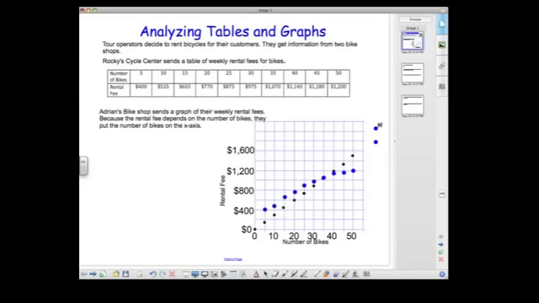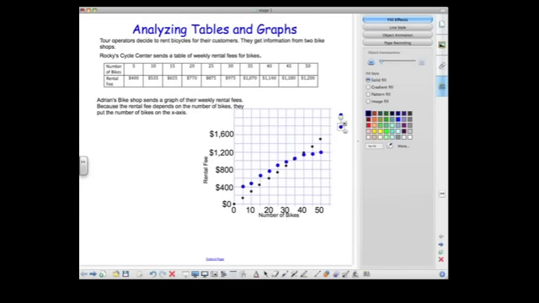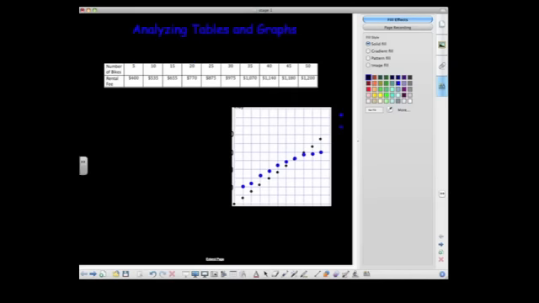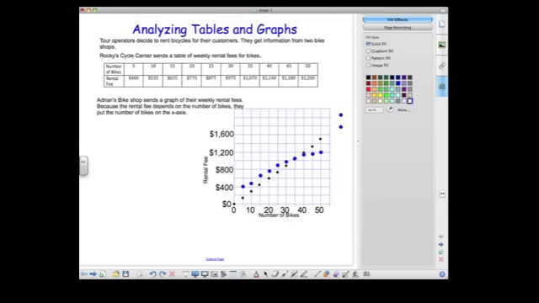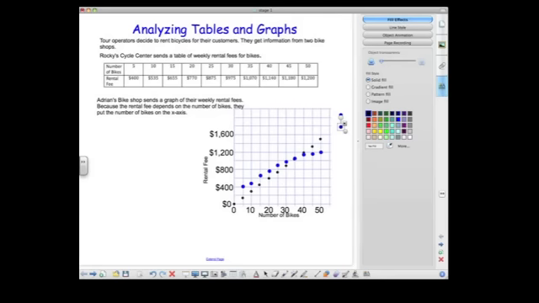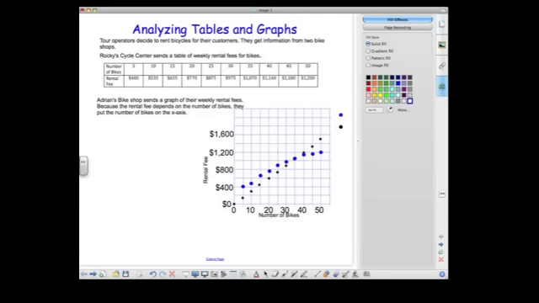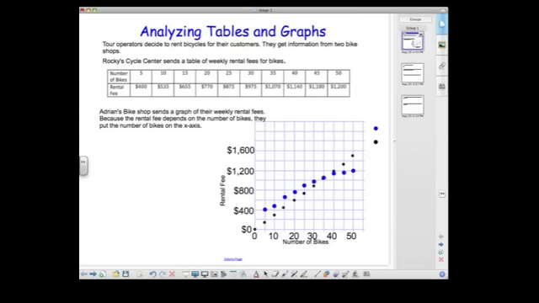However, once all of our data is plotted, you want to make sure you identify a key for that data. So notice how the original data that I had on Adrian's bike shop was in black coordinate points, and when I added the data from Rocky's Cycle Center, I used blue coordinate points. So I'm just going to go through and make sure that I label those colors and that people are aware of what color represents which bike shop, and that way our data is very clear, and we can refer back to it when we need to for some discussion questions.